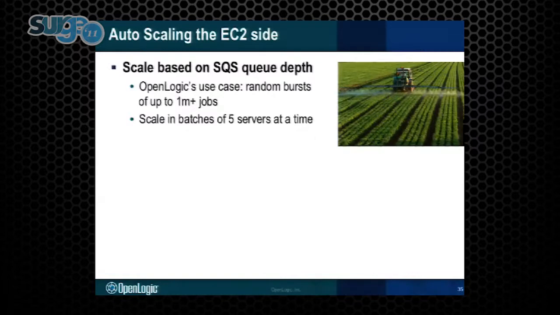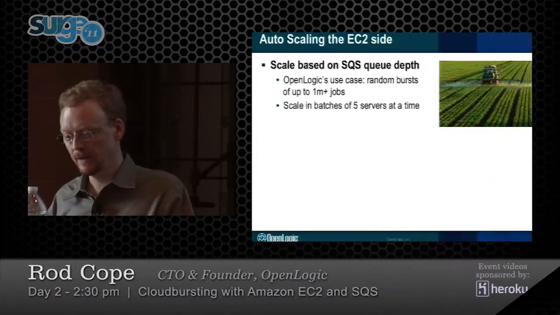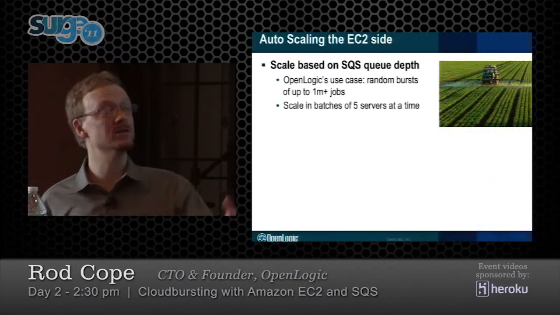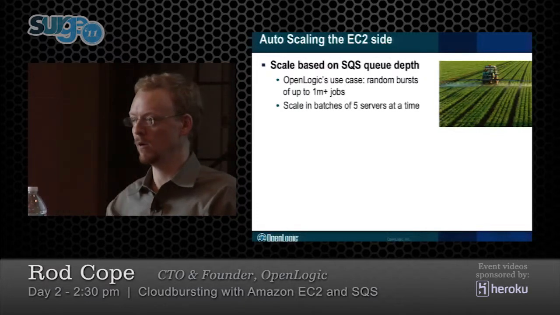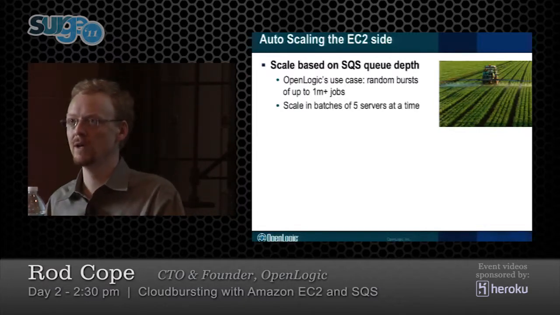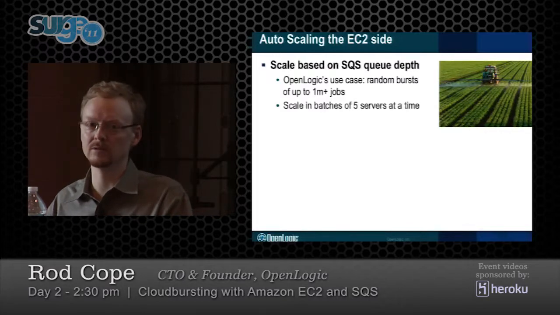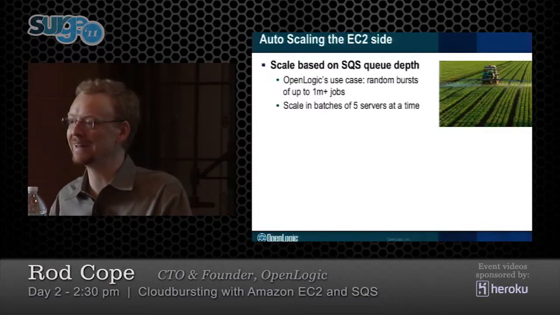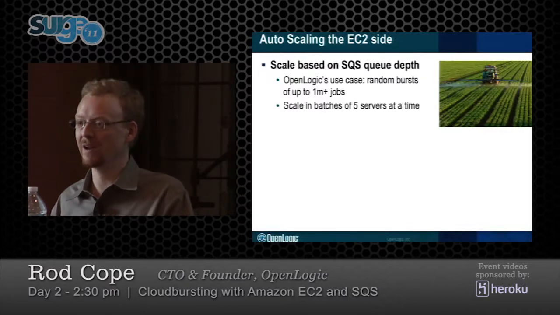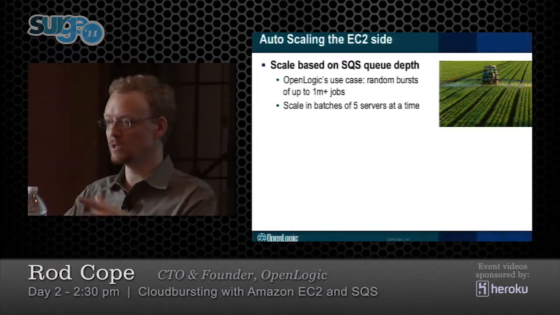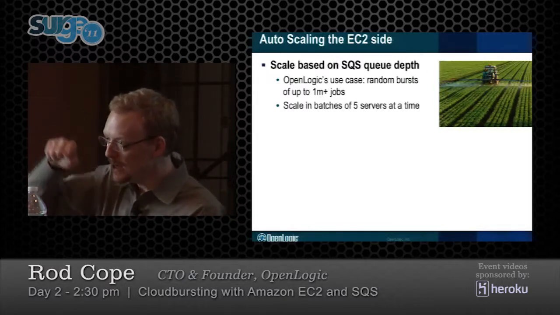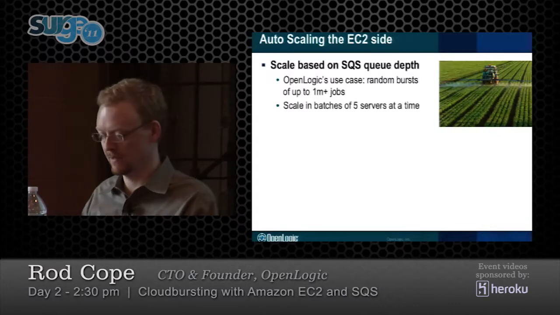Okay? So auto scaling on the EC2 side, probably want to scale on SQS queue length. At least that's the easiest way to start because it's baked into Amazon auto scaling. You can scale by queue length. In our case, we could get random bursts of over 1 million jobs that happen almost instantly. And there's no certain time of day or day of week. There's no rhyme or reason to it. We can't predict it. So we kind of want to scale in batches of grab me a bunch of machines at once, because otherwise we just continuously add and add and add little bits and pieces.